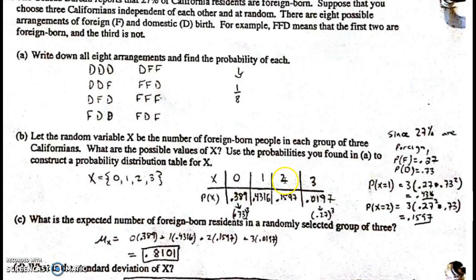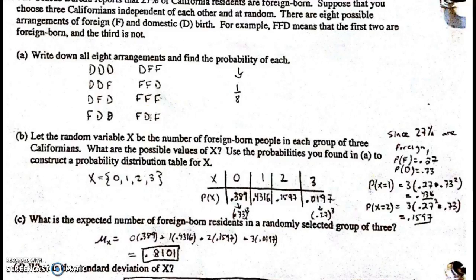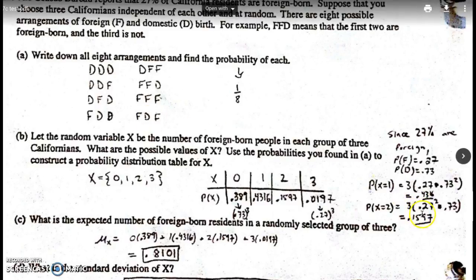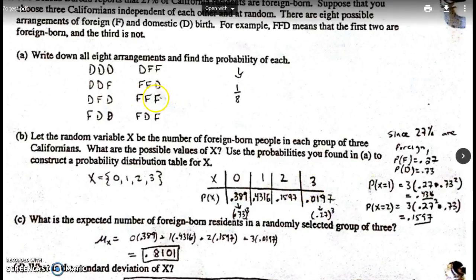To find x is 2, again, where there's 2 foreign-born people, there's 1 way, 2 ways, 3 ways that there can be 2 foreign and 1 domestic. So there's 2 foreign people, so 0.27 squared times 0.73, the 1 domestic person. Whatever that number is, you're going to multiply it by 3 because there's 3 ways it could have happened, and you get 0.1597. And then the last one, if there's 3 foreign-born people, there's only 1 way it can happen.